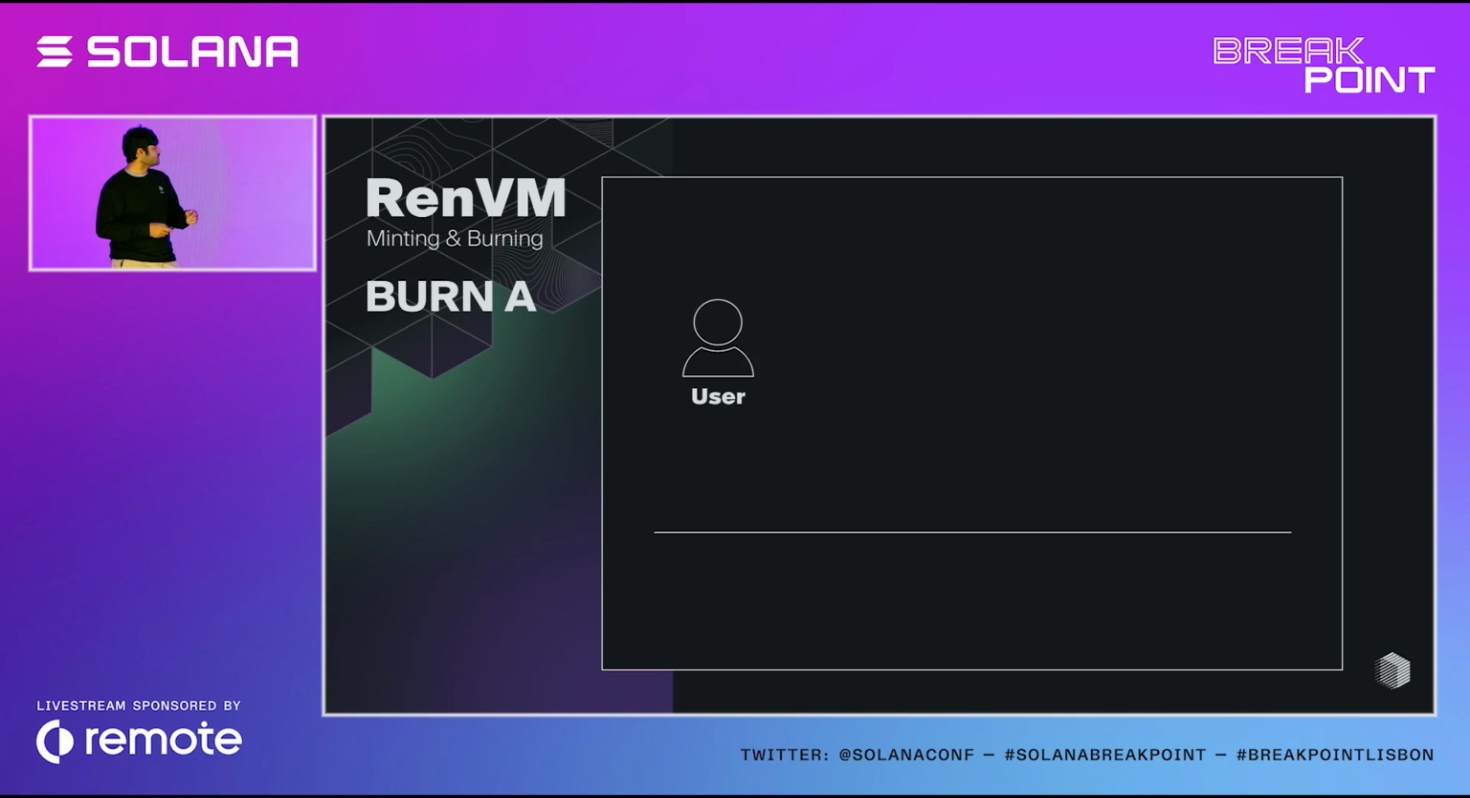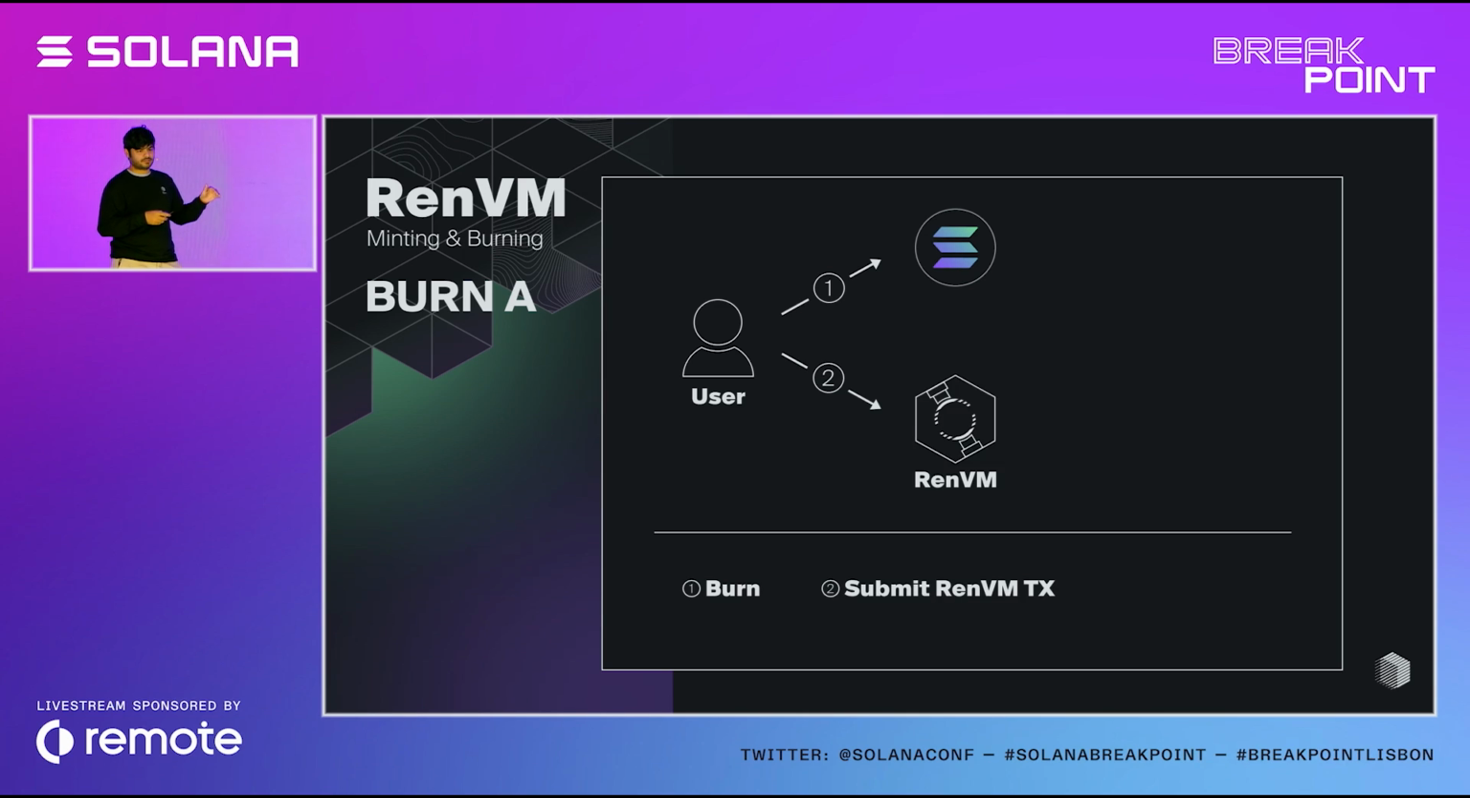Once you have these representations on Solana, and you want them back on the original chain, for example, you want to burn these RenBTC tokens and receive Bitcoin back from RenVM, you burn those tokens, and this creates a persistent log on Solana saying this is my burn nonce, and this is the amount I've burned. And you send all of this data to RenVM.